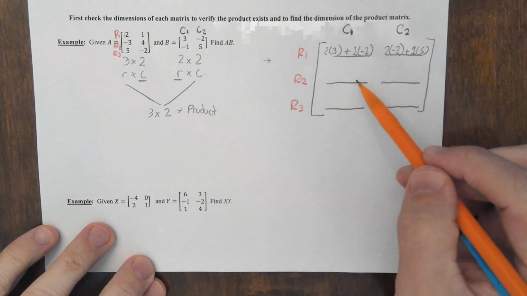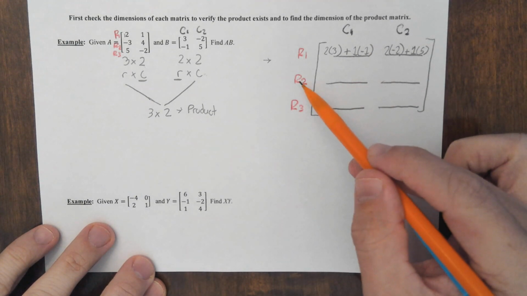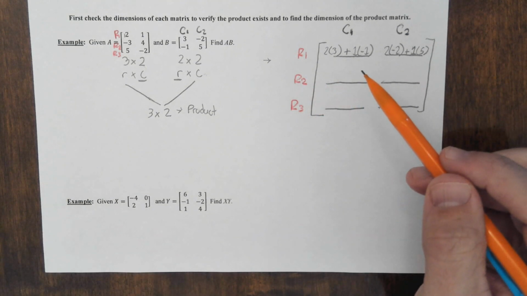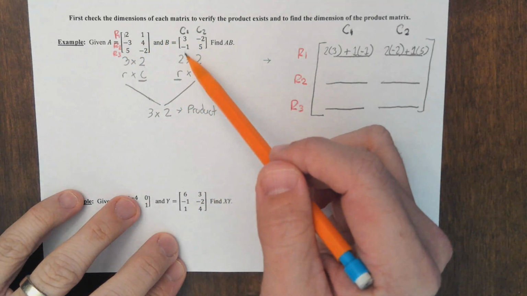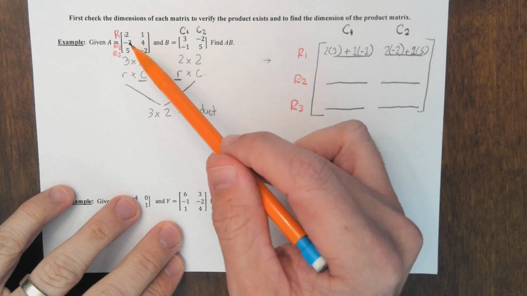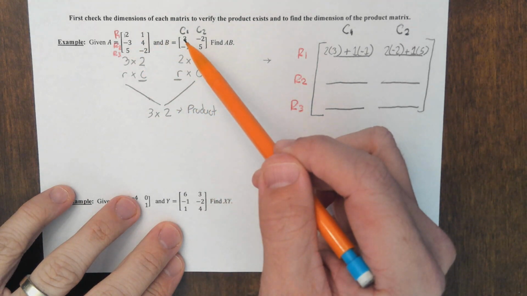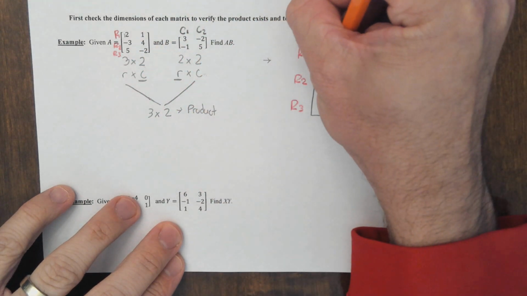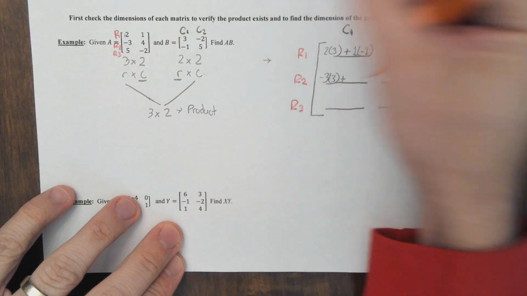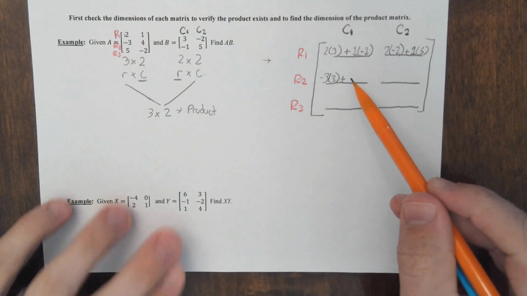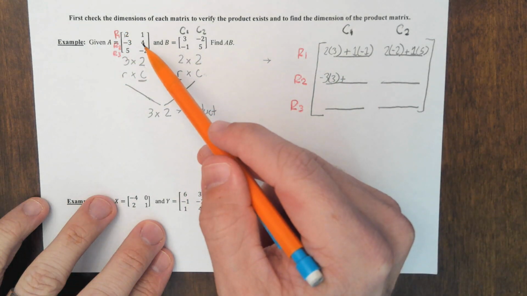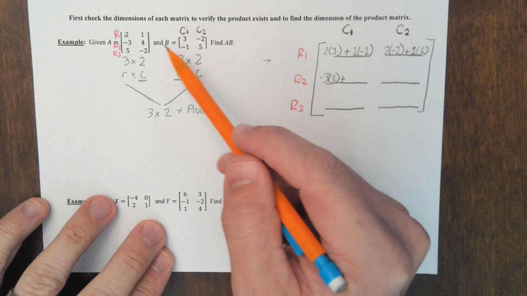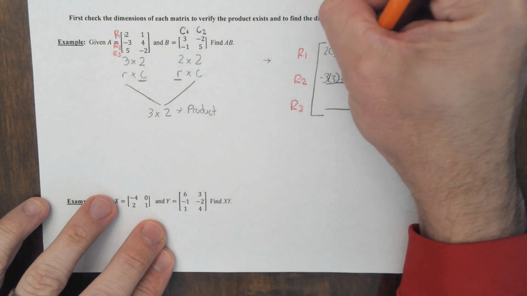All right, this next element here is going to be row 2 times column 1. Okay? So now I'm looking at all the entries in row 2 right here, this negative 3 and this 4, and then column 1. So the first element in row 2 is negative 3 times the first element in column 1, which is a 3. So we're going to do negative 3 times 3 plus, okay, second element in row 2 times second element in column 1. So 4 times a negative 1.